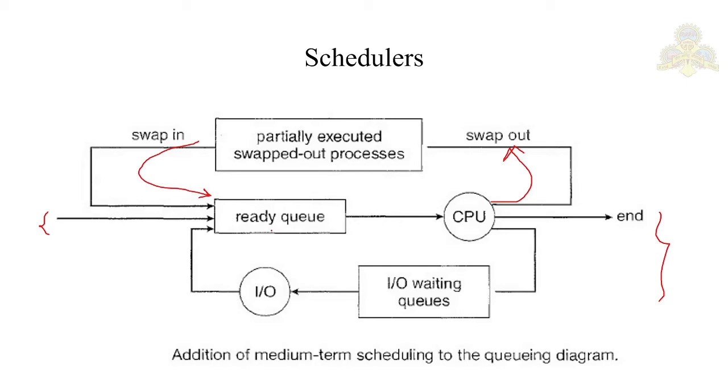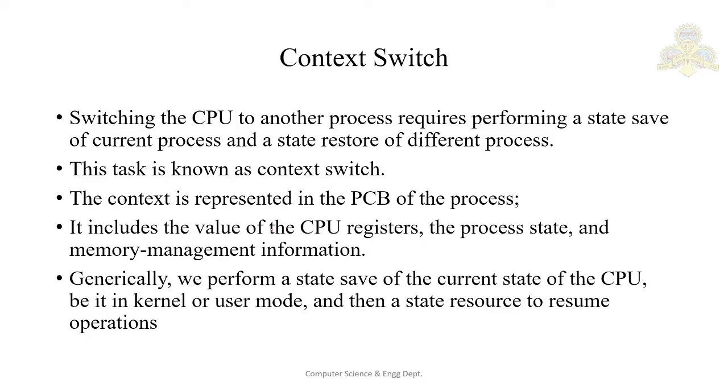So the swapping may be necessary to improve the process mix, or because a change in the memory requirements has overcommitted your available memory, requiring memory to be freed up. So at that time this medium term scheduler will come into picture. Swapping we will again discuss in the further chapters. Next we will move on to the context switch.